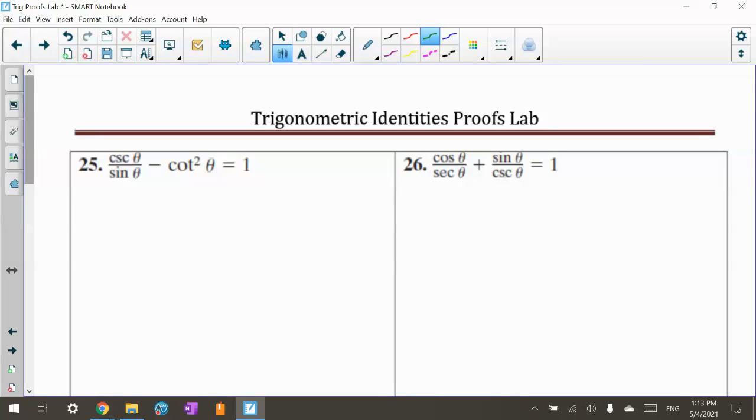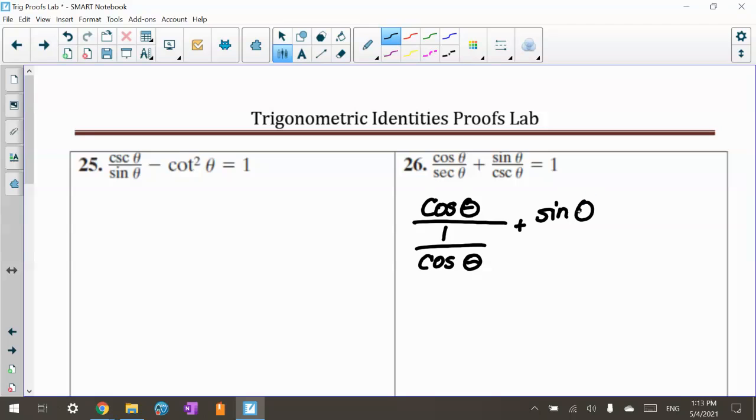I'm going to put everything in the building blocks, which means sine and cosine. So the cosine theta is going to stay. And then secant is going to be 1 over cosine. Okay, so that's in that spot. Plus sine theta is going to stay because it's a building block. And cosecant is 1 over sine of theta. And it's going to equal 1. I'm like, okay. Now, when I do this, this is a complex fraction.